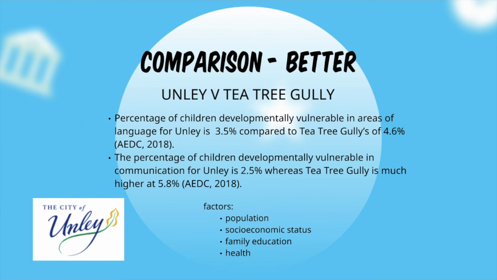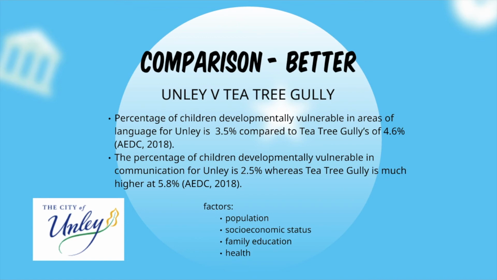Children developmentally vulnerable in areas of language for Unley is 3.5% compared to Tea Tree Gully's of 4.6%. The percentage of children developmentally vulnerable in communication for Unley is 2.5%, whereas Tea Tree Gully is much higher at 5.8%. This substantial difference may be due to several factors, the first being population. Unley has 2,052 children aged between 0 to 5, whereas Tea Tree Gully is much larger at 5,858 children. This indicates that there are more children exposed to developmental vulnerabilities in Tea Tree Gully.